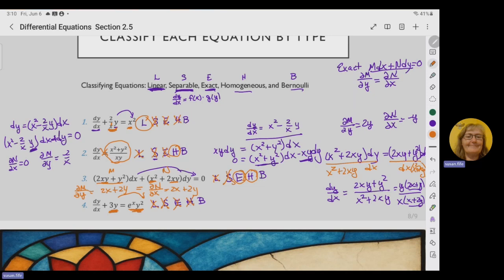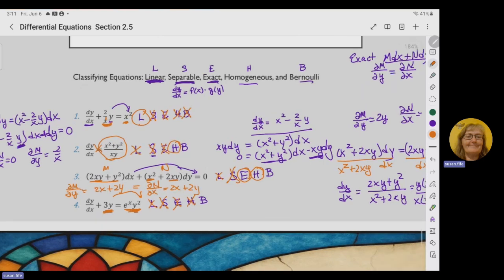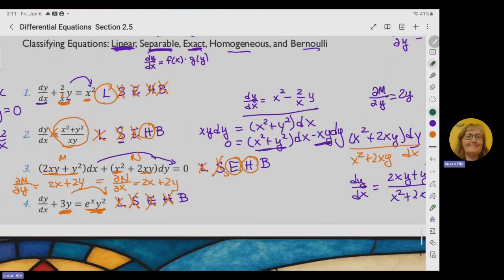And lastly, Bernoulli. So Bernoulli and linear are mutually exclusive, meaning, I hope I use that right. If it's linear, it cannot be Bernoulli. If the equation is Bernoulli, it cannot be linear. It could be neither, but it could never be both. This first equation, because it's linear, it is not Bernoulli. The second equation, notice if I take that and rewrite it, let's rewrite it in green.